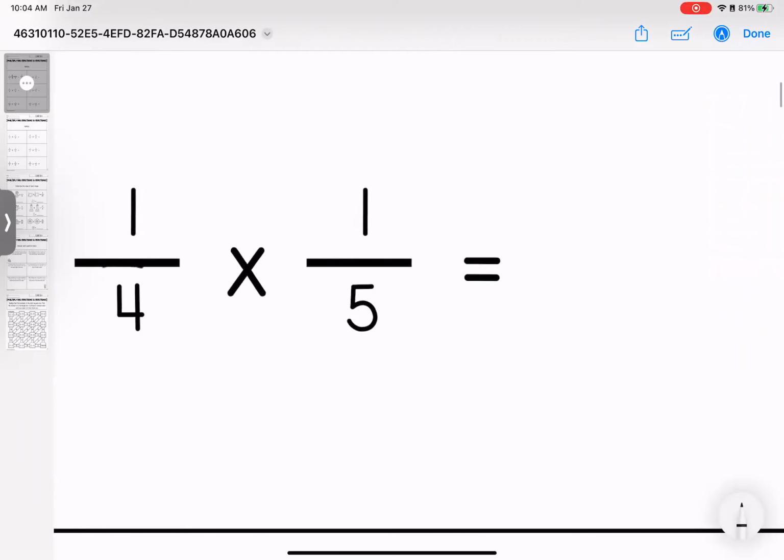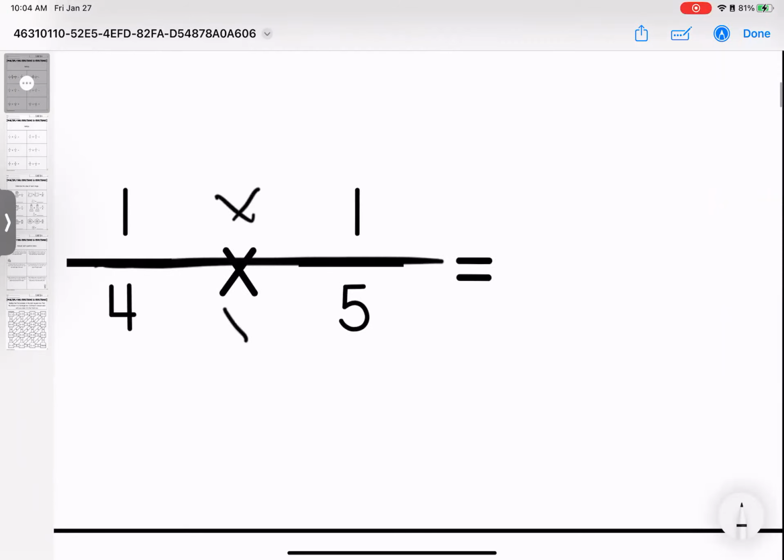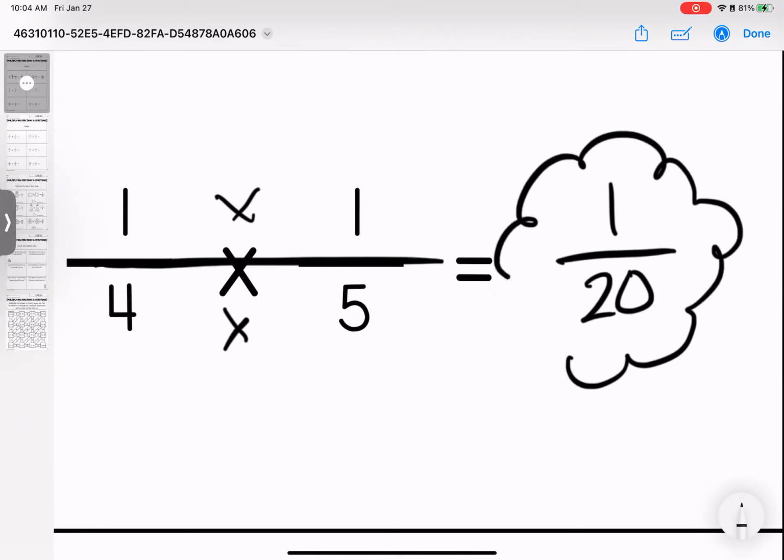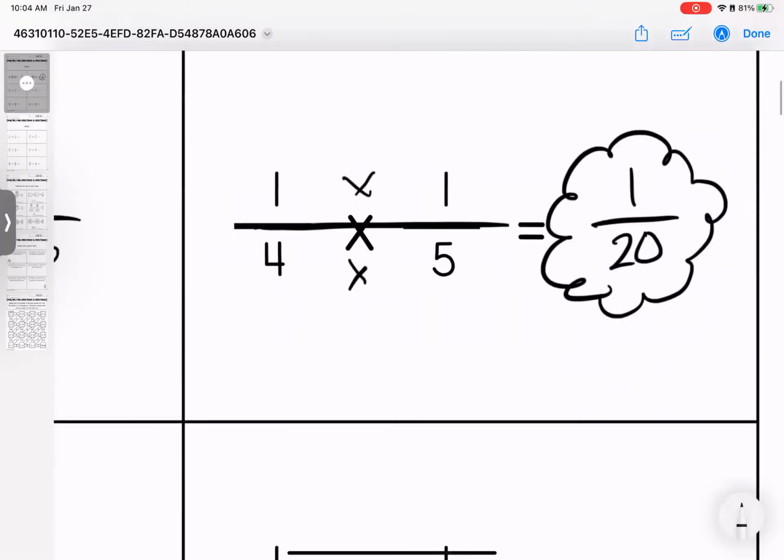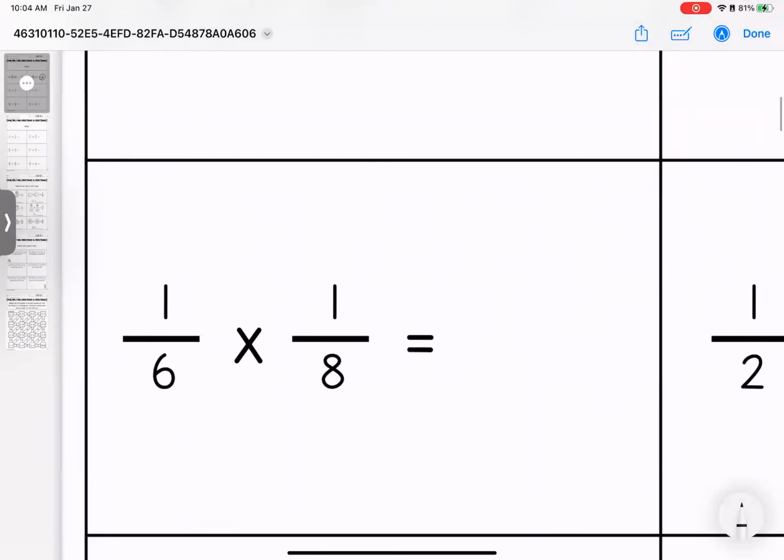Coming over here, do they both have denominators? Yes, they do. Multiply it straight across. 1 times 1 is 1. 4 times 5 is 20. Again, this is simplest form. The top number is 1, which is only factor is 1. We can't make it any more simplified.